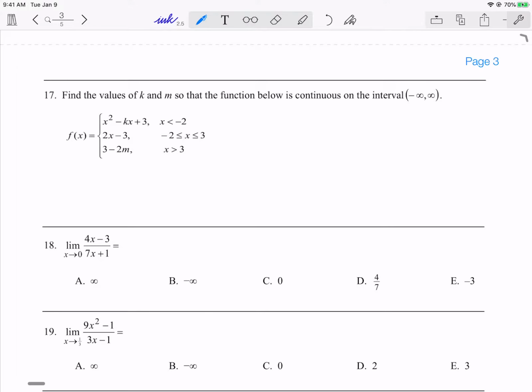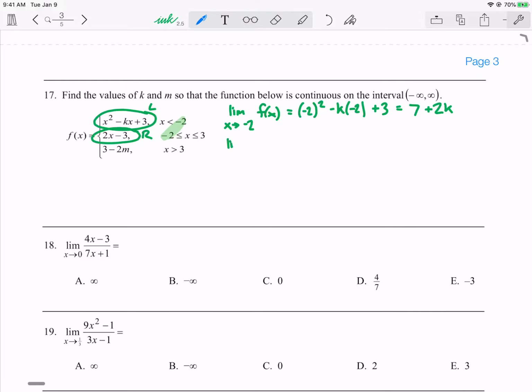Find the values of k and m so that the function below is continuous everywhere. So what I need to do is consider what happens at x equals -2. So I'm going to compute a left and a right-sided limit. So limit as x goes to -2 of f of x. So from the left, I'm looking at this one. From the right, I'm looking at this one. So plugging -2 in on the left, I got -2 squared minus k times -2 plus 3. A little simplifying, I get 4 plus 3 is 7, and I get 7 plus 2k.